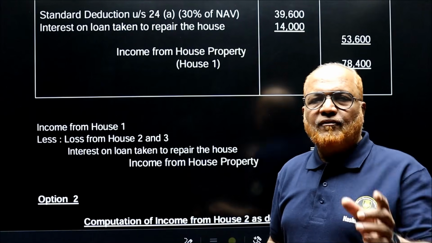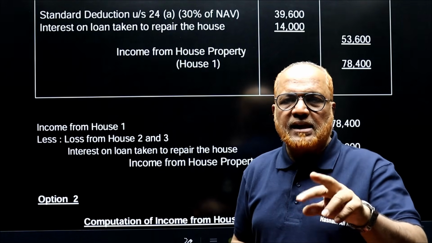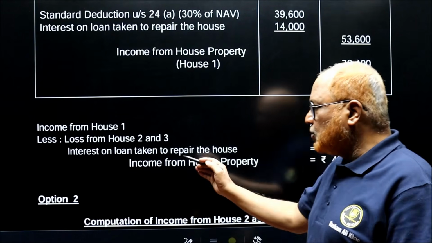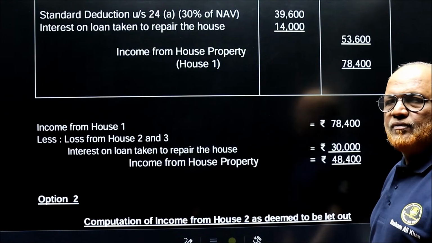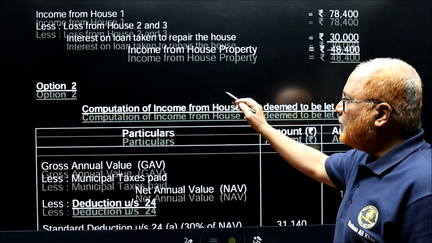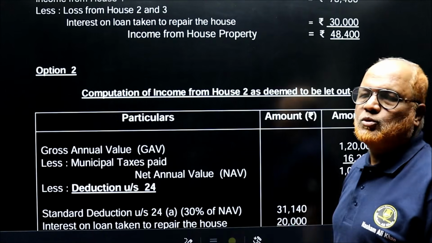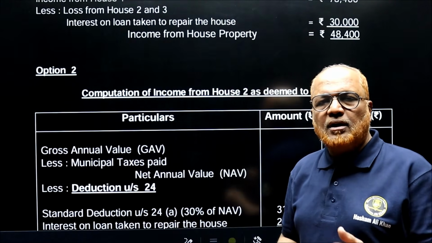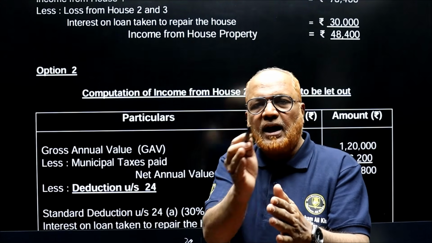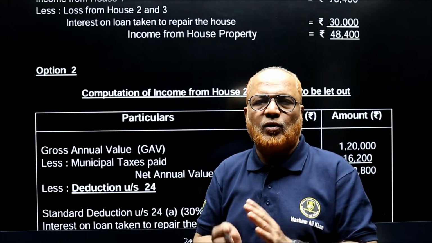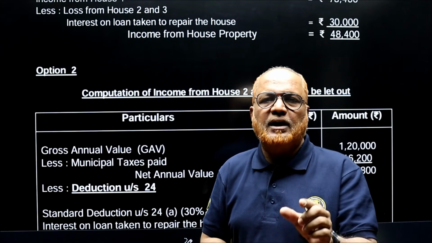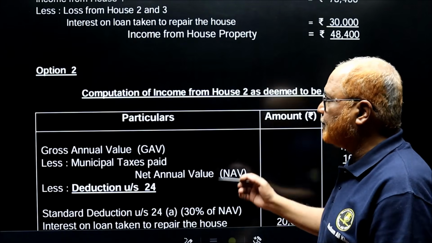Option 1 क्या था? First house deemed to be let out, second and third house self occupied. अगर ये ऑप्शन चूज करेंगे तो इनकम फ्रॉम हाउस प्रॉपर्टी 48,400. Similarly, we will come to the second option. Computation of income from house 2 as deemed to be let out. Second option में house number 2 is treated as deemed to be let out. House number 1 and 3 will be treated as self-occupied. Now we calculate what is the income from deemed to be let out house, which is house number 2.